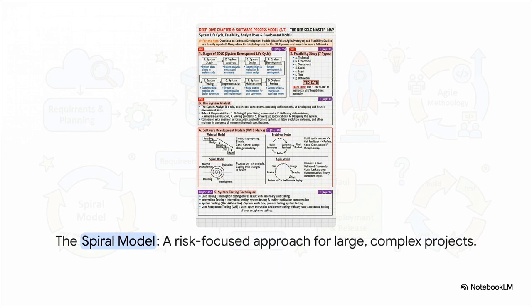Now, for the really big, really complex projects, you've got the spiral model. Each loop you see in this spiral is like its own mini project. It tackles one piece of the system at a time, and it always starts by looking at the risks. This whole model is designed to handle uncertainty, which makes it perfect for those massive projects where the stakes are incredibly high. We're talking about things like building the control software for a brand new airplane.